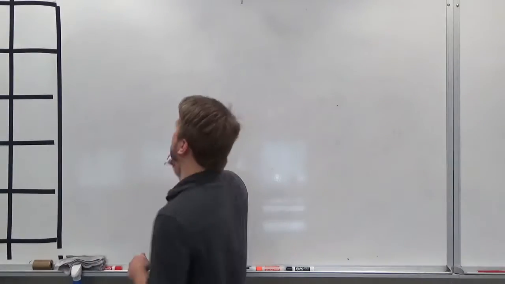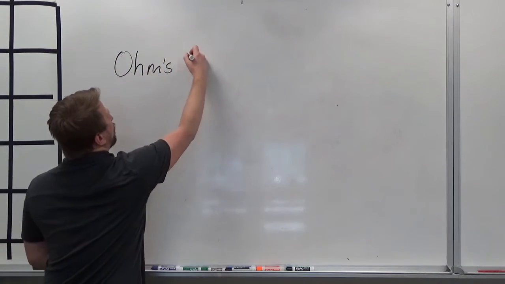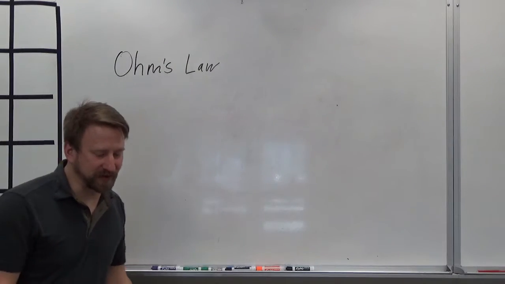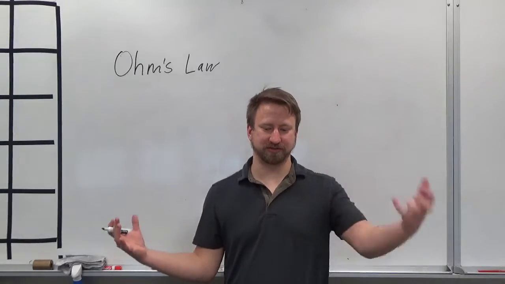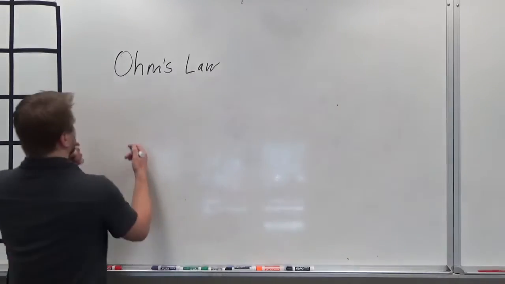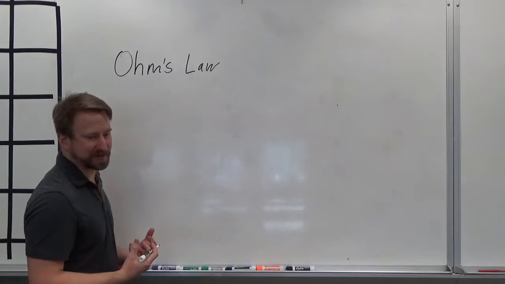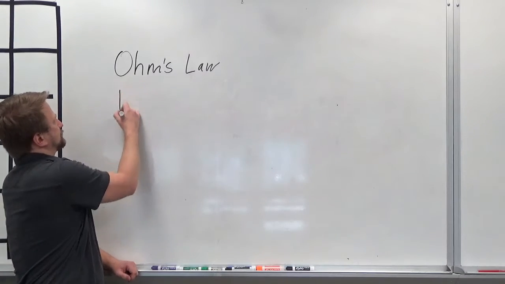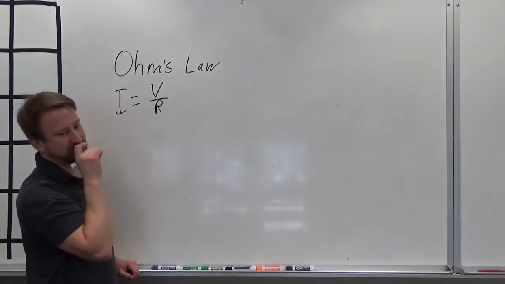So, Ohm's Law. Ohm's Law is a way to look at the current, voltage, and resistance in a wire for electricity to flow. This relationship has an equation associated with it. Current is voltage divided by resistance.